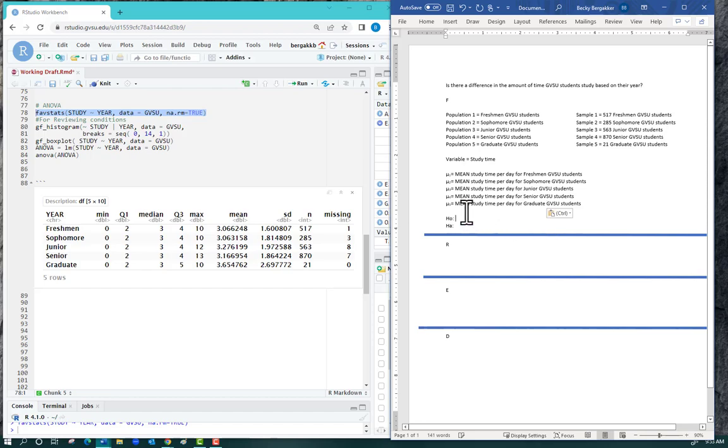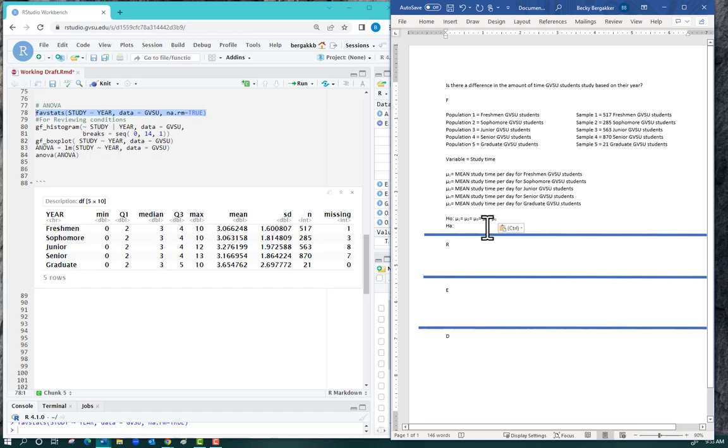You get the picture. So then when we do our null and alternative, we have mu1 equals mu2 equals mu3 equals mu4 equals mu5. So that is our null.